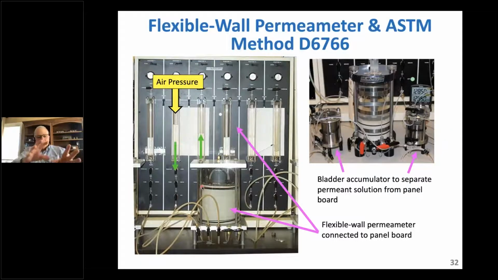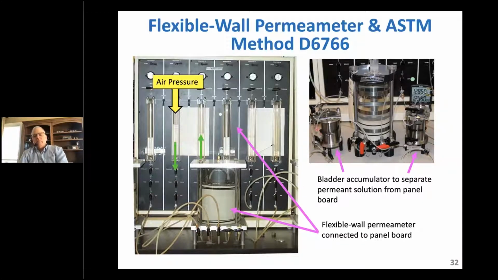One of the things we need to consider if we're going to be using an apparatus like this, a flexible wall permeameter attached to a panel board, these are relatively expensive panels, and if we're going to be putting strong leachates in them, we might damage them. So frequently what will be done if you're using a panel board is use something called a bladder accumulator. It's just a little vessel that's an interface between the burette and the panel and the leachate that's actually going into the specimen.